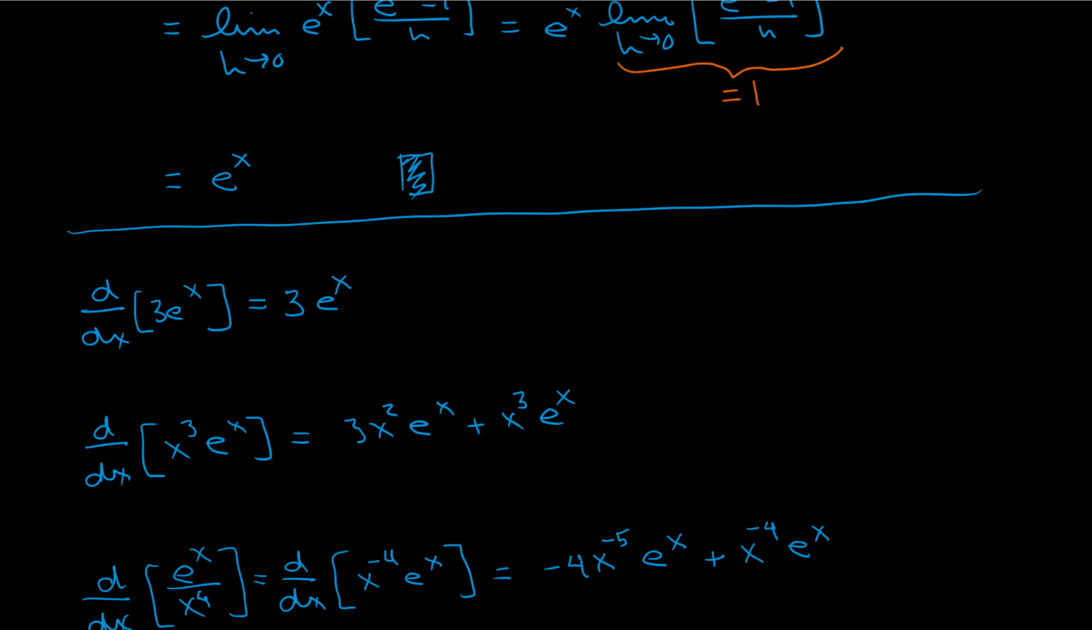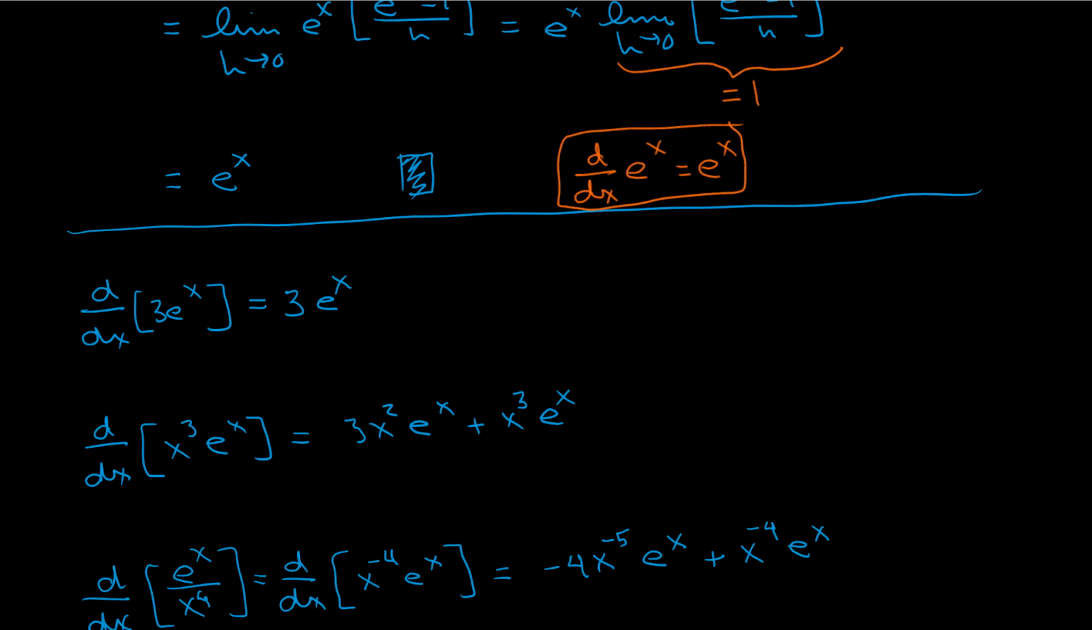So you can jot this down as the derivative of e to the x is e to the x. And that's exactly what we just proved using the difference quotient there.